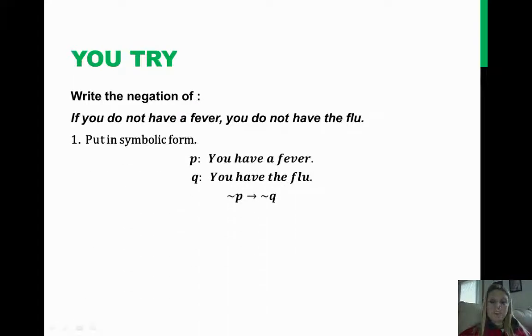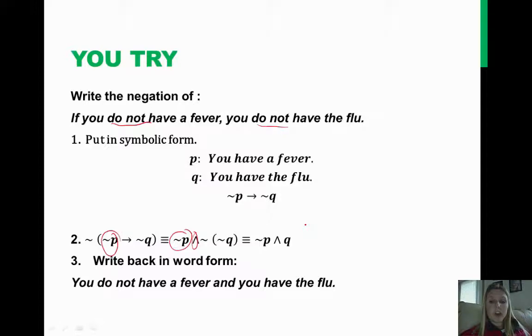First, remember, you have to put it in symbolic form. We have P, you have a fever. Q, you have the flu. And in this case, we have not P, then not Q, because it's negated up here. Do not, do not. Second, we need to use the formula that we have been given. We have not P, then not Q. So we are going to leave this part the same, but we're going to negate the second part and use an and instead. So we have not P and Q. Now putting this back into English, you do not have a fever and you have the flu.